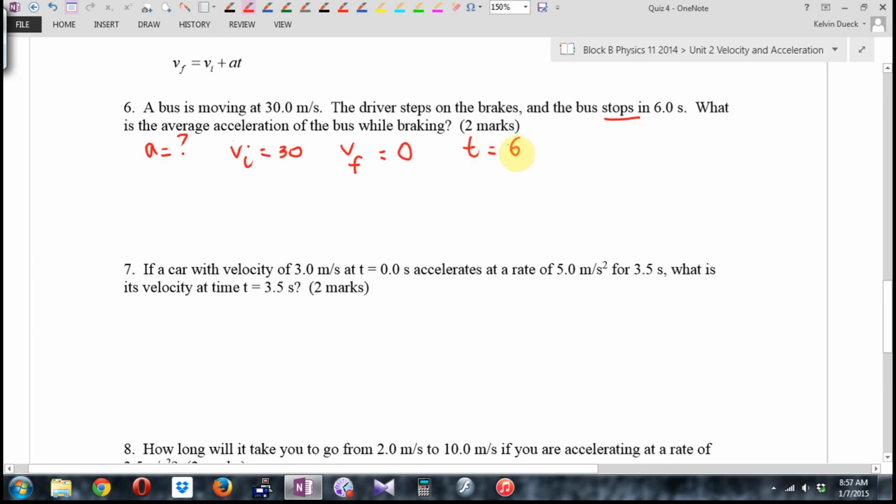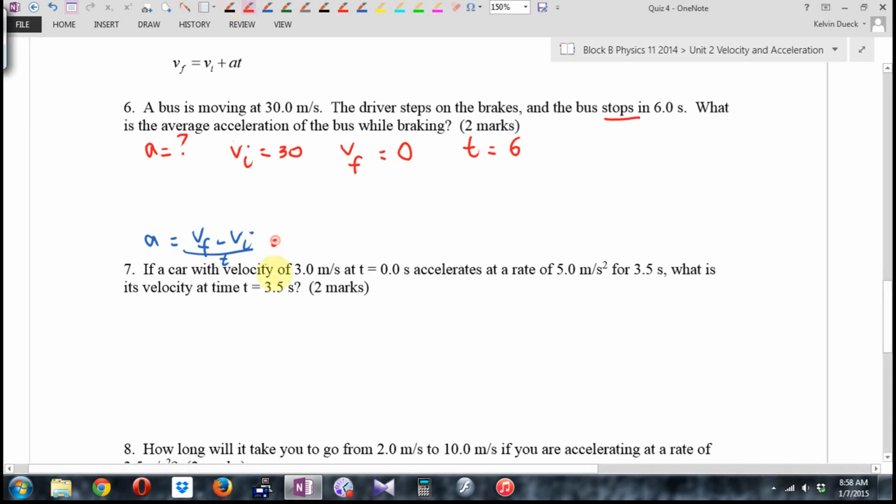Time is 6. So I'm going to go do the whole thing, Mr. Dueck. Half mark if you have VF equals VI plus AT. Half mark for A equals VF minus VI over T. Now, Max, if you just did that, I give you one whole mark for that, because you must have had the other equation to get to that. So I would give you both halves for that line right there.